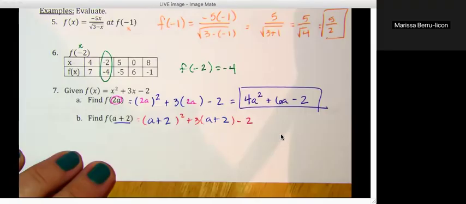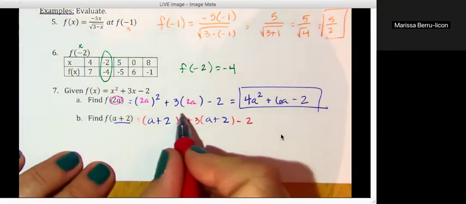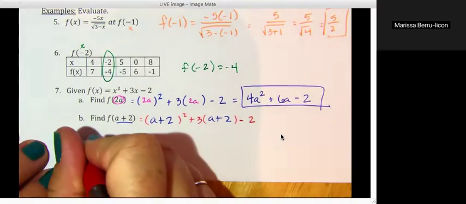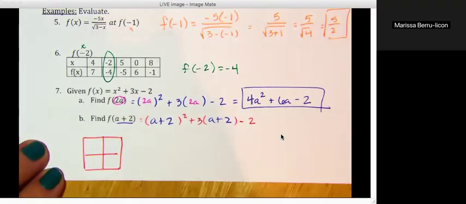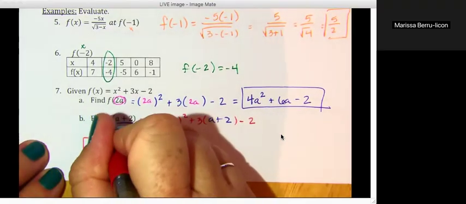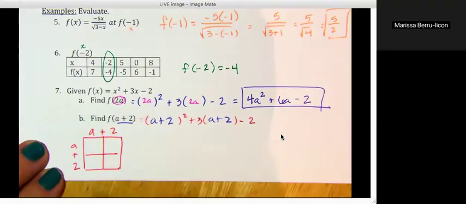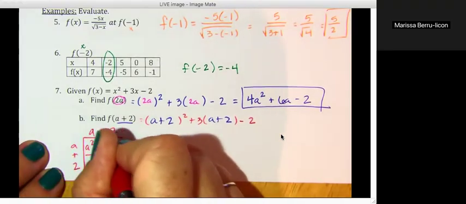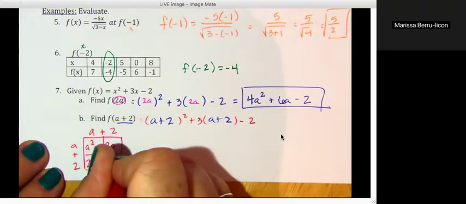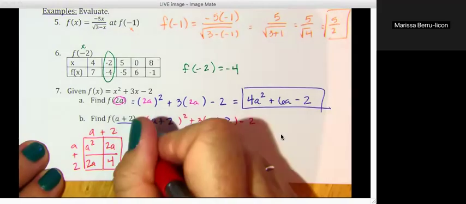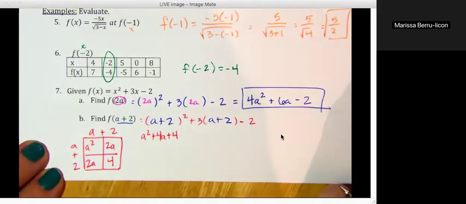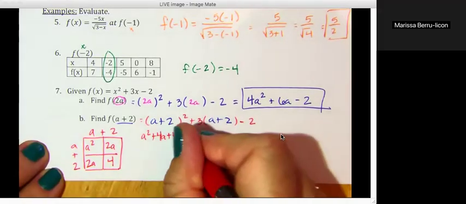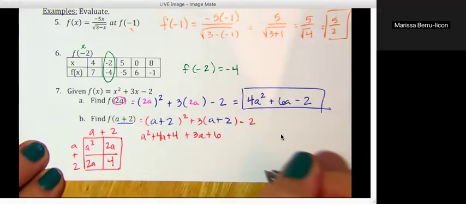All right, so here we have a plus 2 squared, and sometimes I'll see students just distribute that square. That's not what we can do here. You either need to FOIL or you can use what I use, and that's the box method for multiplying polynomials. And that would give you a squared, 2a, and 2a, and 4. Combining like terms there, that gives us a squared plus 4a plus 4. And then distributing my 3, I have 3a plus 6 minus 2.